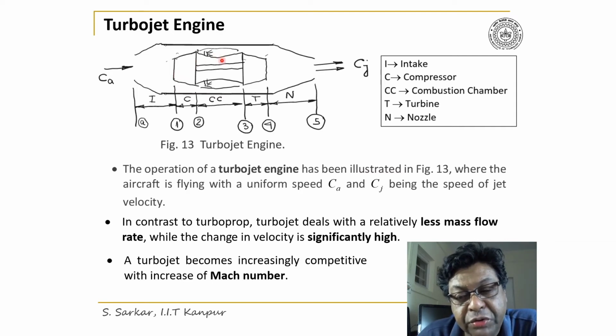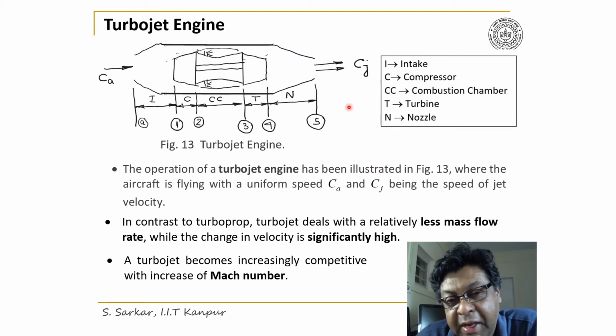Then it's pushed to the combustion chamber, and after that the high pressure and high temperature gas is expanded in a turbine, and here the turbine work is just sufficient to run the compressor, and the remaining part of the compressed gas is expanded in the nozzle, producing the thrust. N represents the nozzle.